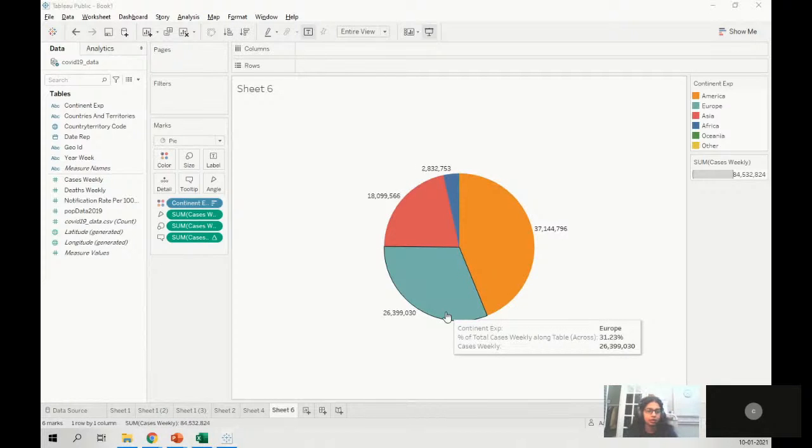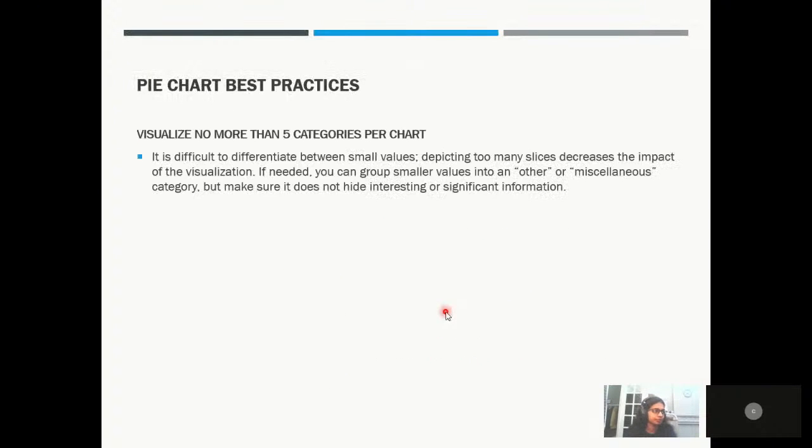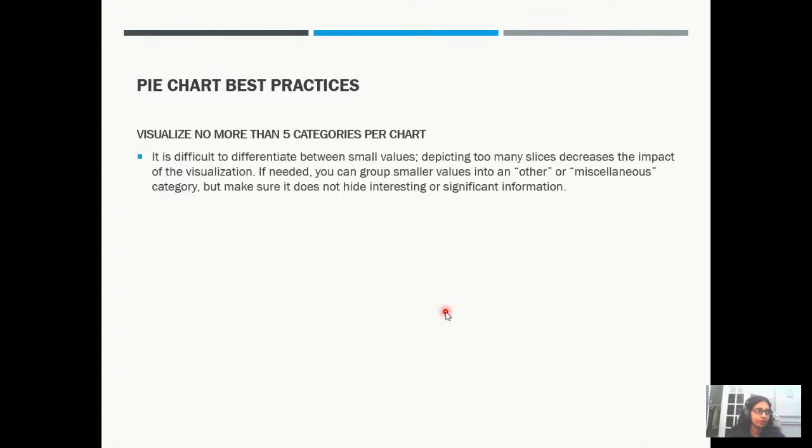So going back to the best practices, visualize no more than 5 categories per chart. It is difficult to differentiate between small values. In our example, we saw that Oceania was very small, so that was not visible in the pie chart at all. Depicting too many slices decreases the impact of the visualization.